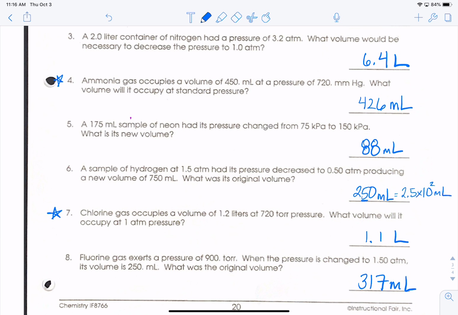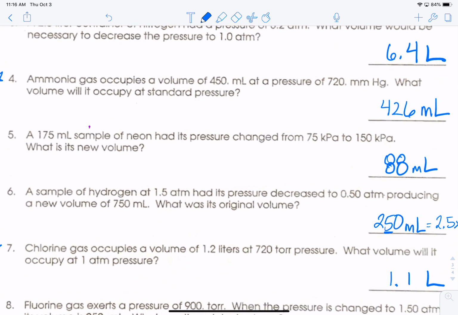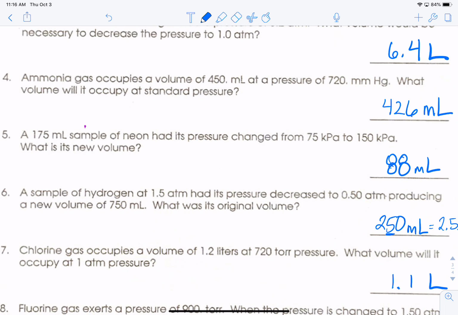All right, number 4. Ammonia gas occupies a volume of 450 milliliters. Milliliters is a unit of volume. And then at a pressure of 720 millimeters mercury, remember millimeters mercury is a pressure unit, so there's our pressure 1. What volume will it occupy at standard pressure? What volume? Oh, they're looking for volume. That's my question.